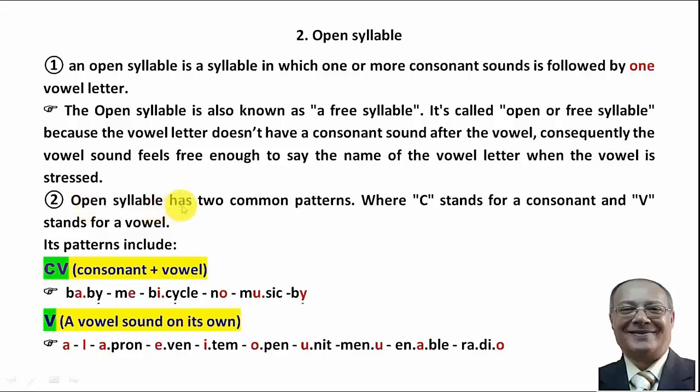Open syllable has two common patterns, where C stands for a consonant and V stands for a vowel. Its patterns include CV as in baby, me, bicycle, no, music, bye. And V, a vowel sound on its own, as in apron, even, item, open, unit, menu, enable, radio.